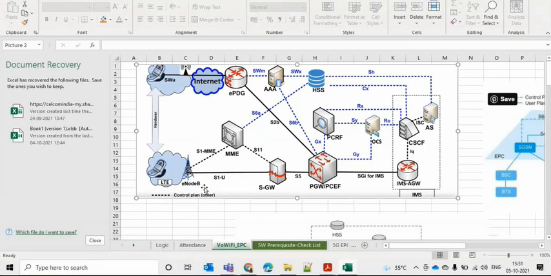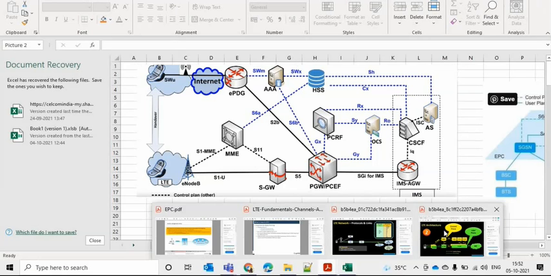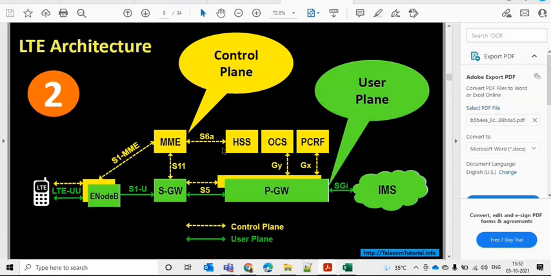E node B is a part of the radio access network. And the packet core network comes from MME, S gateway, P gateway, and all that, AAA, EPDG. EPDG is responsible for voice over Wi-Fi calling, where we have a connectivity issue. So coming back to this network diagram, this yellow part is the control plane, and the green part is the user plane. In the user plane, we will send the data, and in the control plane, we establish the session.